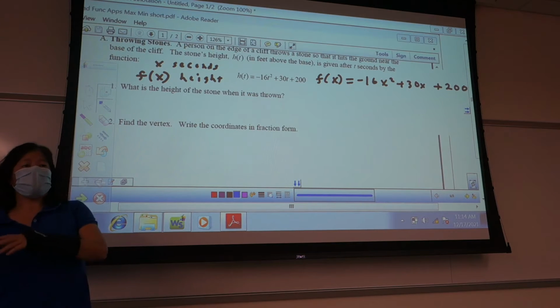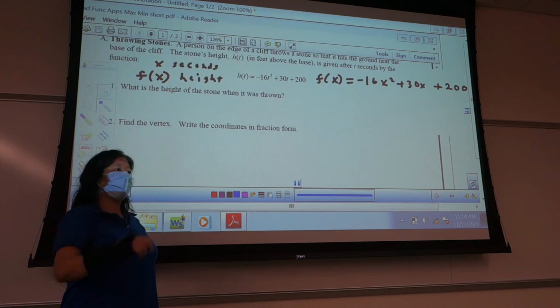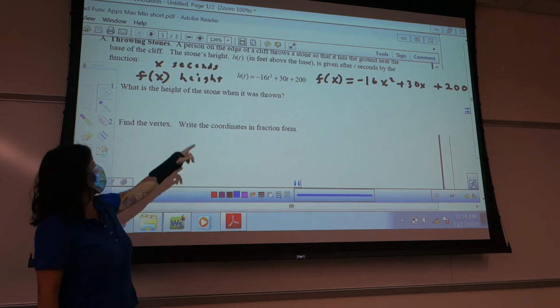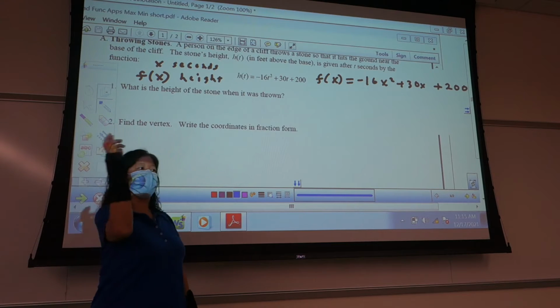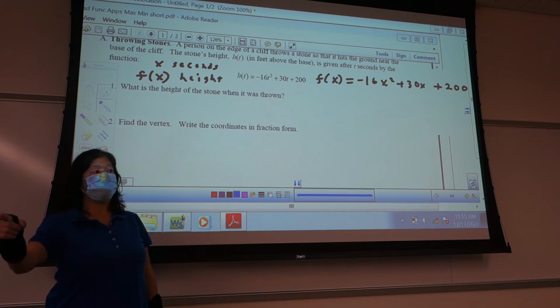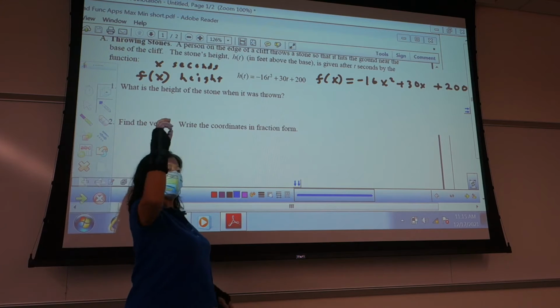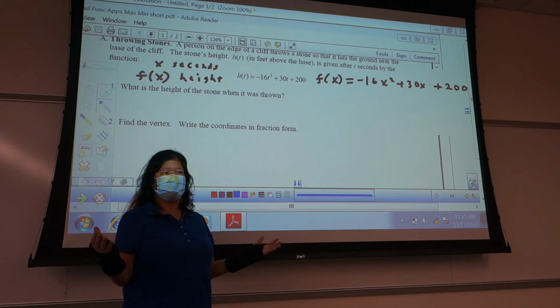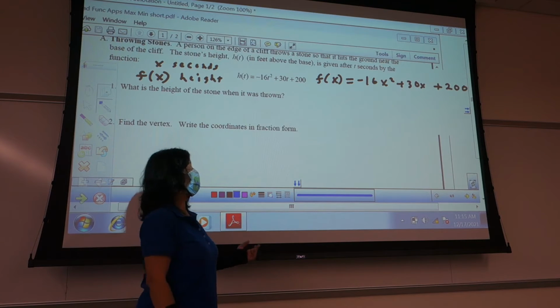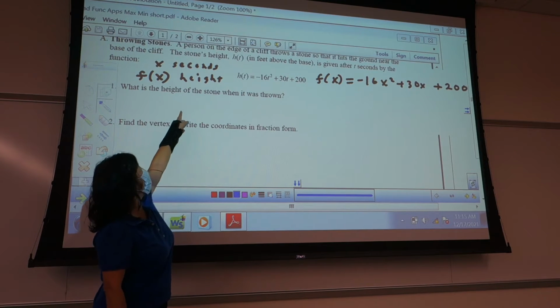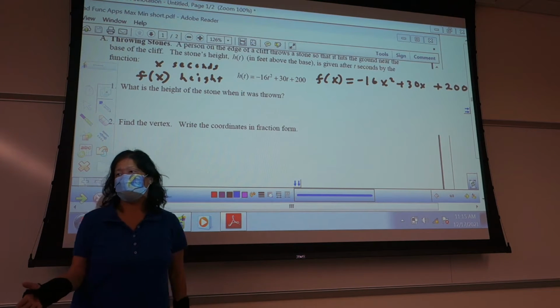When it was thrown, time. Do we measure it as it was thrown at... well, I guess it has both, right? So when it was thrown, what do I know about the x? 0 seconds. Does that make sense? When I throw it, my time when I release it is 0 seconds. It's my starting time. So, in other words, what is the height when x is 0?